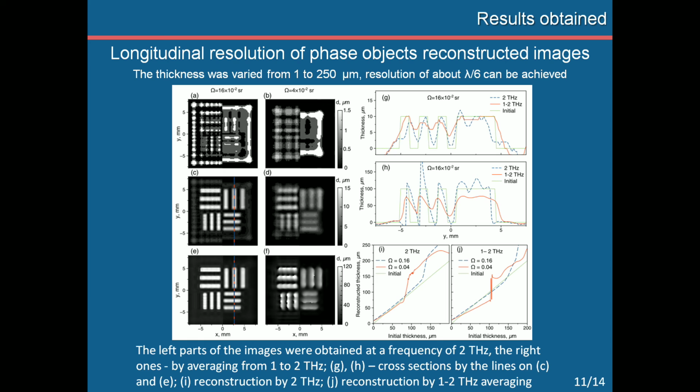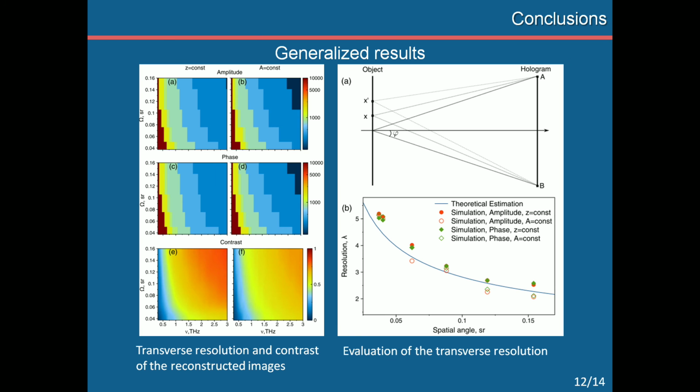This phenomenon shows how important the number of pixels used is to obtain good contrast. The results of studying the longitudinal resolution of phase objects, or the accuracy of reconstructing their thickness, show that three-dimensional phase objects can be reconstructed with a transverse resolution of less than 2 wavelengths and a sub-wavelength longitudinal resolution, even from holograms with a rather small number of pixels, for example 128 by 128, recorded at relatively small spatial angles, for example 0.16 steradians.